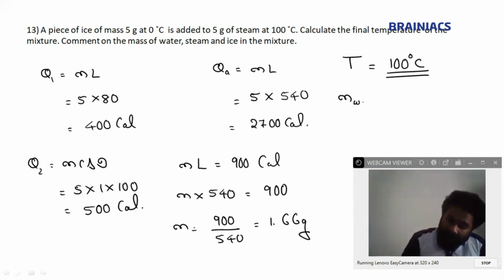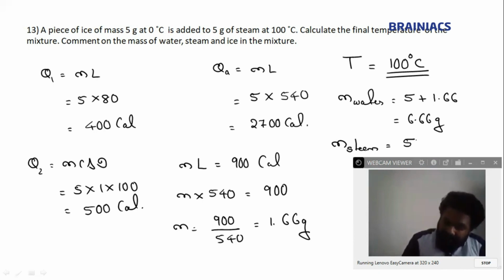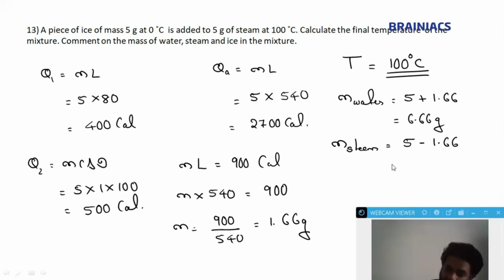What about mass of water? Already 5 gram ice was there, that became water, plus the steam converted into water. So 6.66 gram of water will be there in the mixture. What about mass of steam? Already 5 was there. From that 1.66 is converted into water. So this is going to be how much? 3.33 gram of steam. Okay, so this much is the mass of the steam and that much is the mass of the water, and temperature.